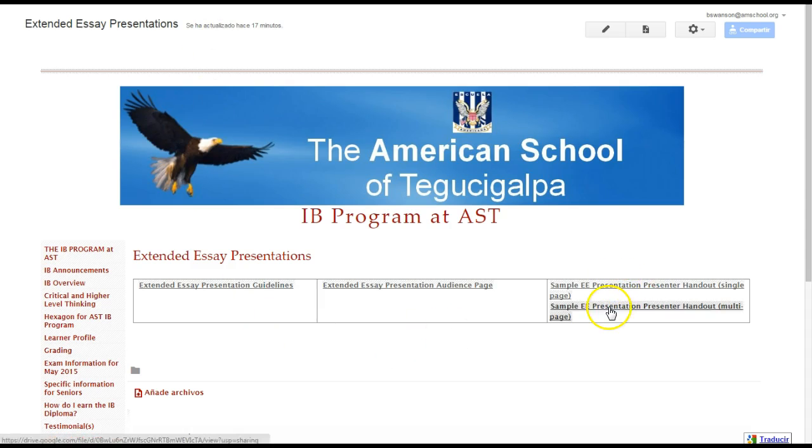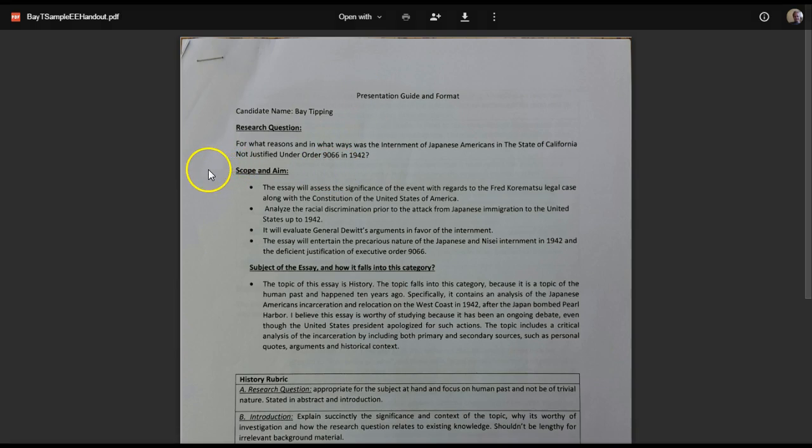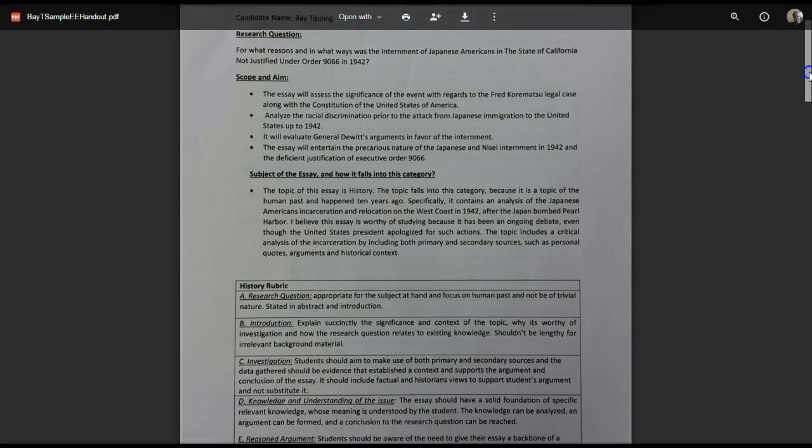Going back to the page, there's also a multi-page example. This is also by a student who did very well. I've got her name on there, but I don't think she would mind. I was actually her supervisor too. So if there's anything wrong with it, I'm just as guilty, but I was really proud of the work that she did.